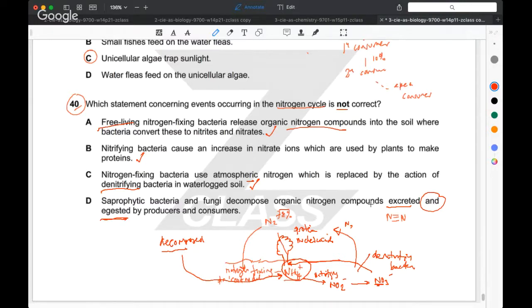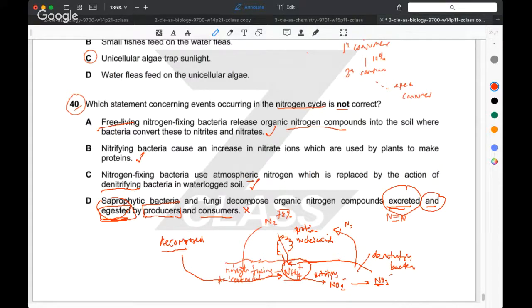Now, you can see that it's true that primary, secondary, tertiary consumers will egest organic nitrogen compounds in their feces. But it's not true that producers egest. Now, plants, of course, excrete oxygen. There are things that plants excrete, but they don't excrete and egest. Egest is something which a primary, secondary, tertiary consumer is going to do. So it's not true that producers egest. And so for that reason, this is a false statement.